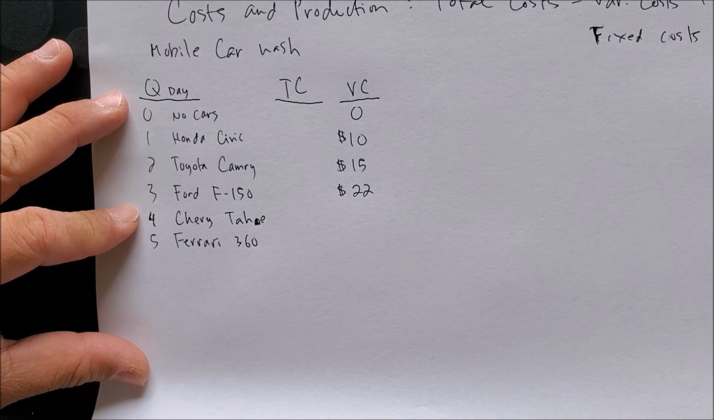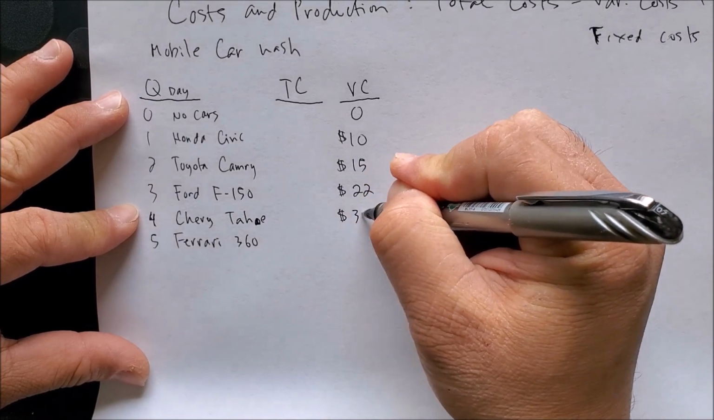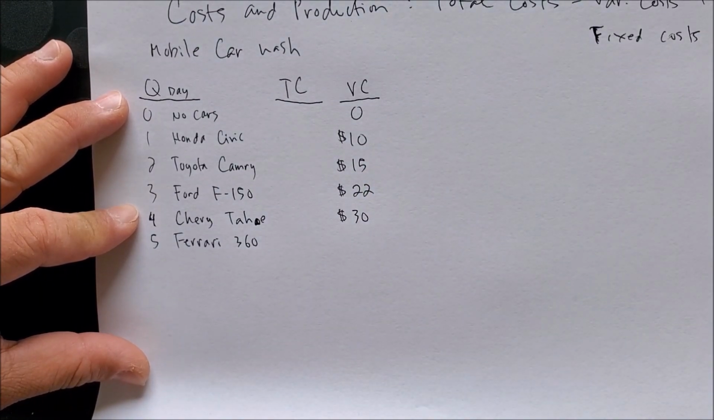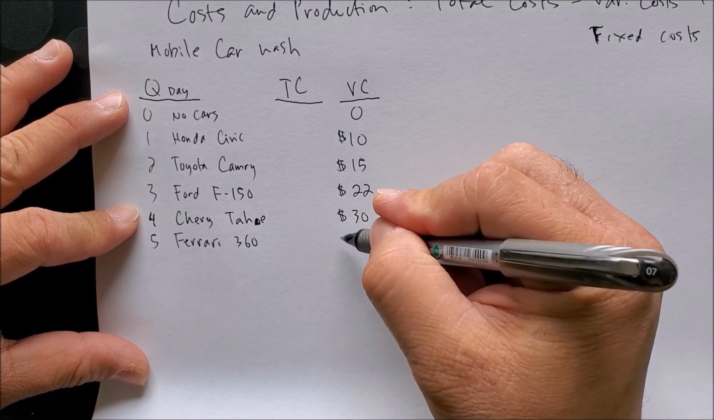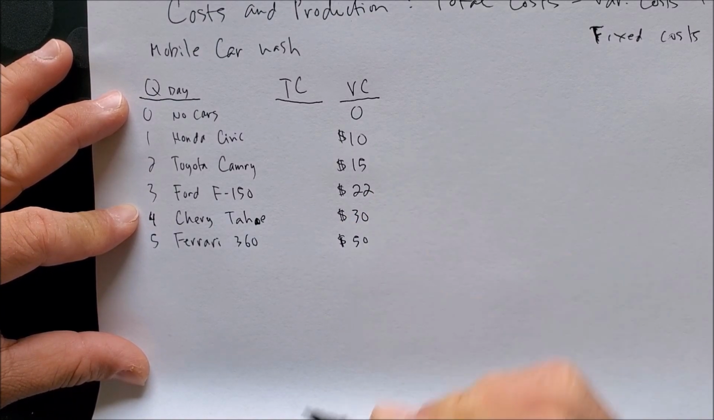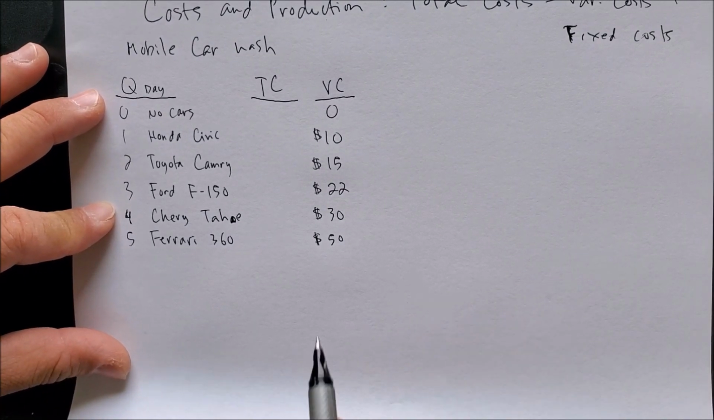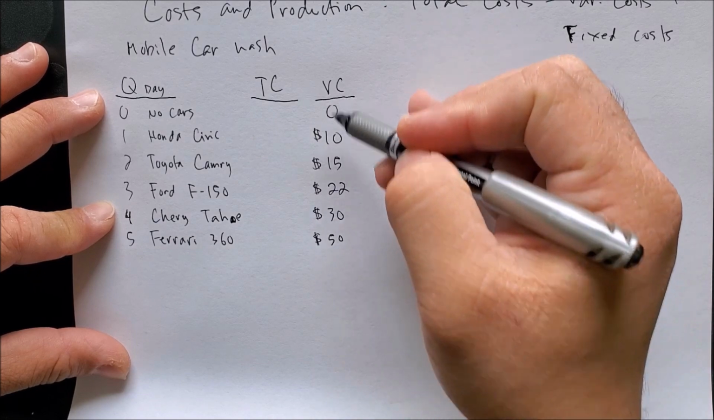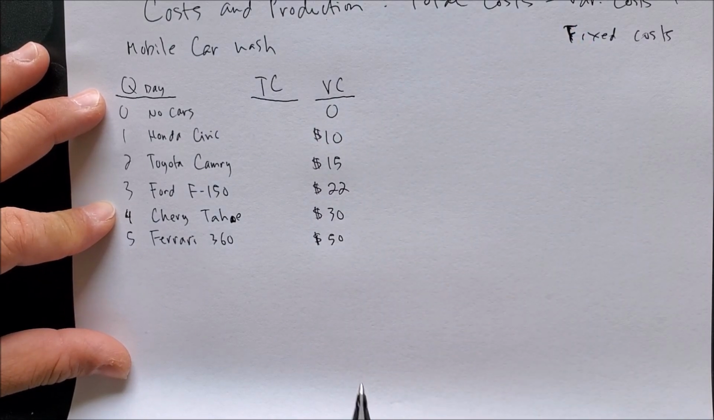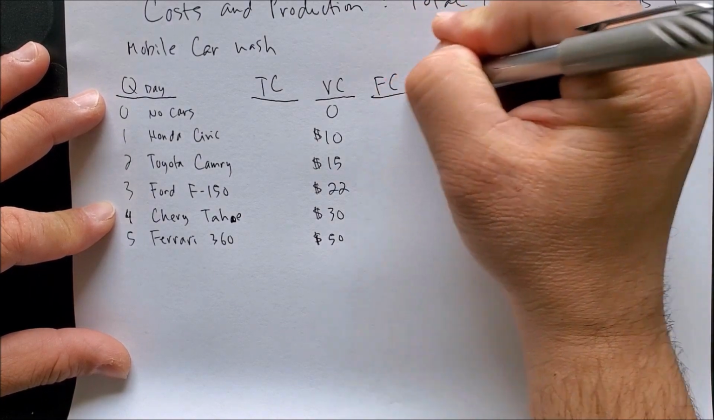A Chevy Tahoe is an SUV, so now you need more time to put in. So you may charge $30 for an SUV. And for a luxury sports car, oh gosh, let's say you are going to charge $50 to have a Ferrari detailed. So once we have the variable costs, which you plan on charging based on the type of vehicle you are going to clean, now we have to know what the fixed costs are.